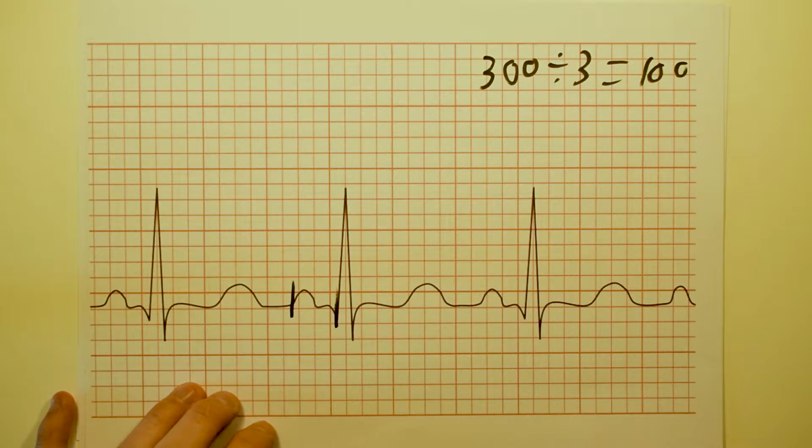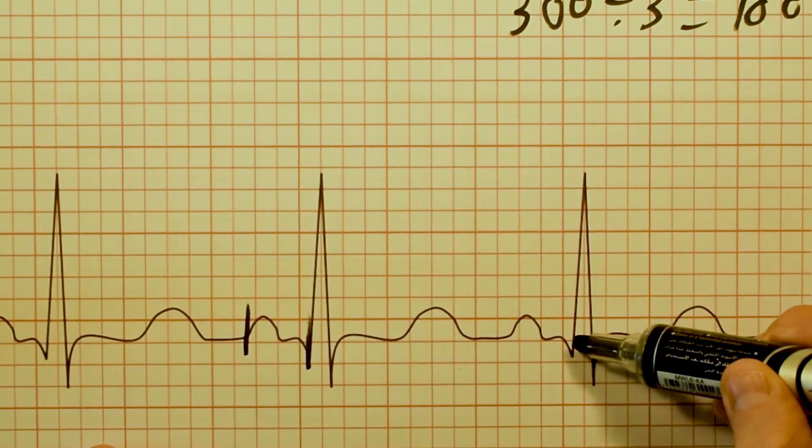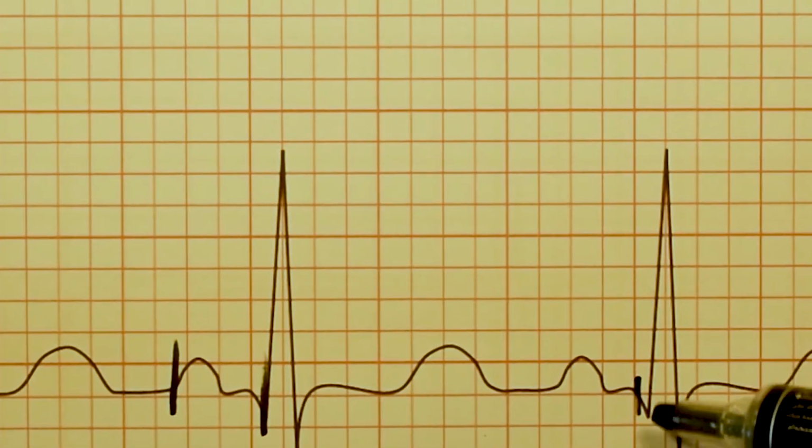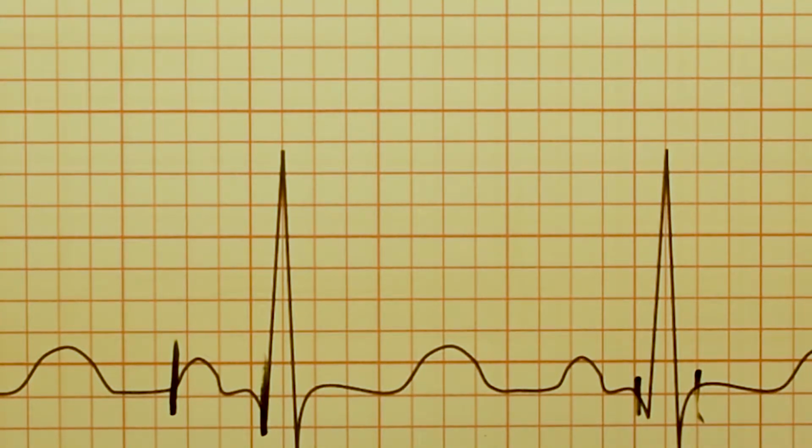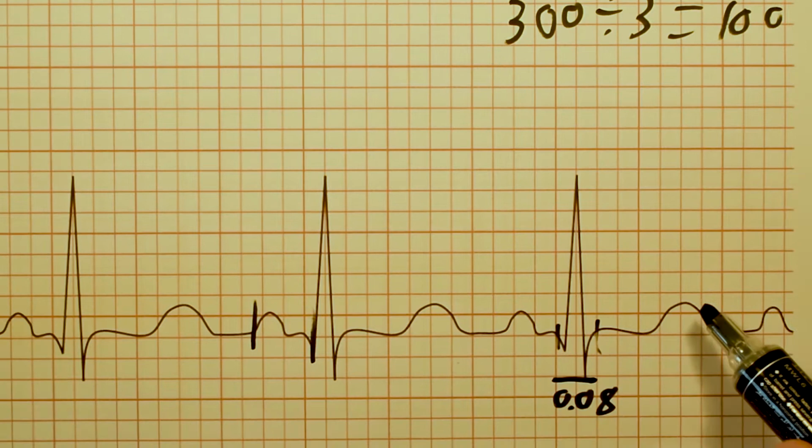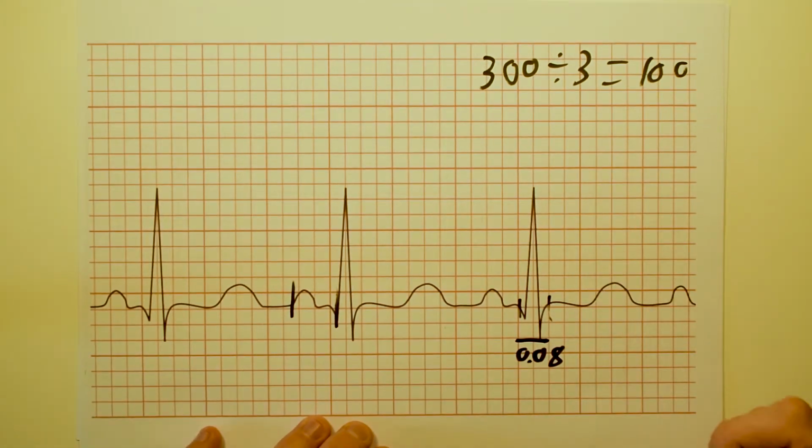Then for the QRS, it mustn't be longer than 0.12, so that is no bigger than 3 small blocks. So we go, the Q wave starts here, so that's 1, 2, and it ends there. So that's only 2 blocks, meaning it's only 0.08, so less than 0.12. So the QRS is normal, the P wave is normal, and the T wave doesn't look any bigger.